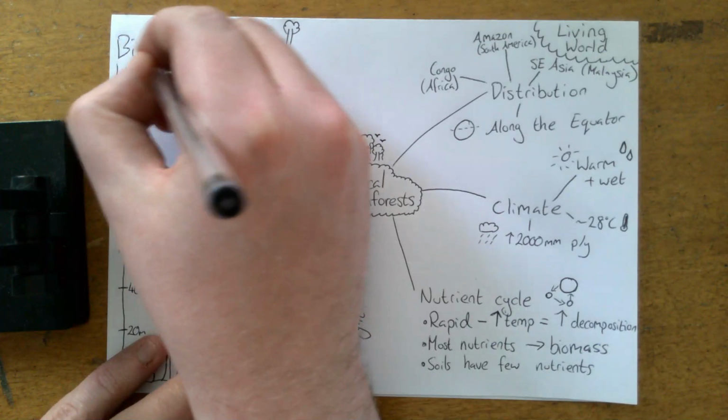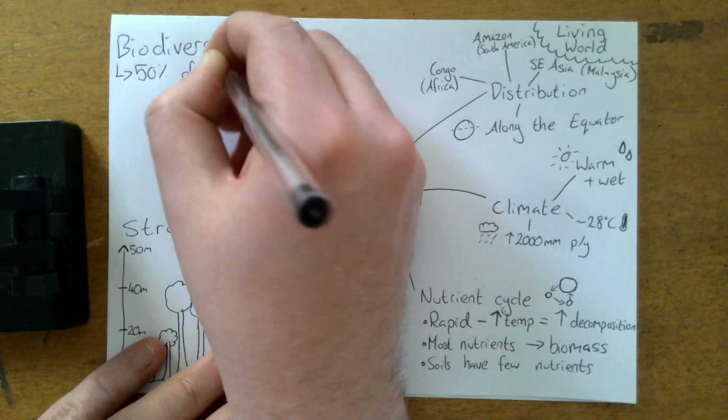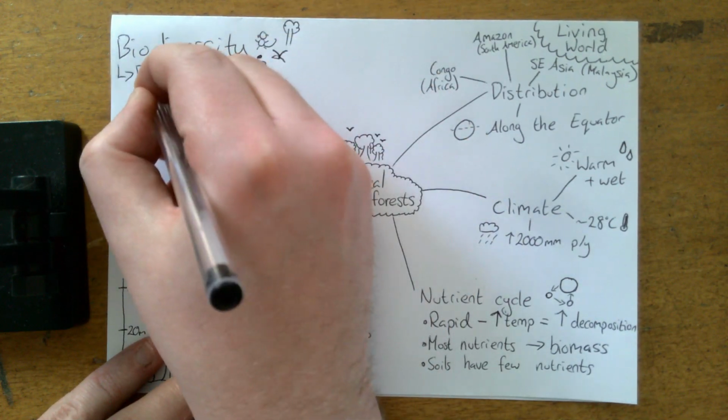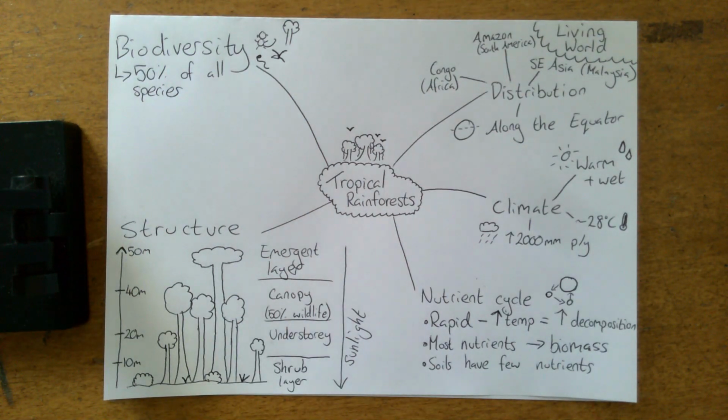A rainforest has got 50% of all species on this planet. So half of the species in the world across the entire planet live here in the rainforests, whether that be in the Amazon or in Asia or in Africa. They live here in the rainforest, 50% of them.